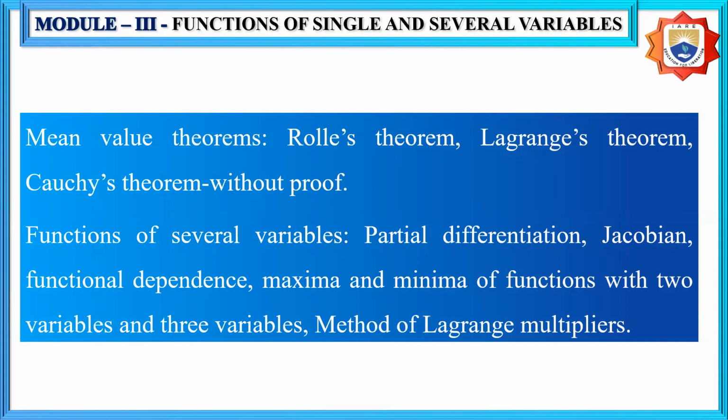Here we are going to discuss concepts based on partial differentiation, Jacobian, functional dependence, maxima and minima of functions with two variables and three variables, and finally the method of Lagrange's multipliers. These are Part A and Part B. Half of Part A is covered in the CA syllabus, and only Part B remains.